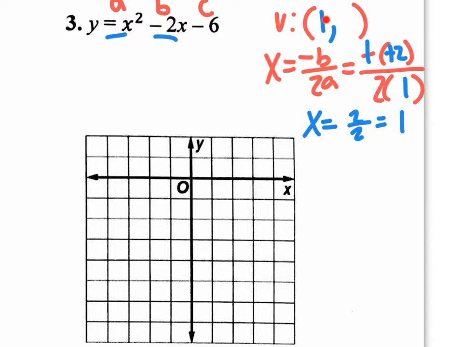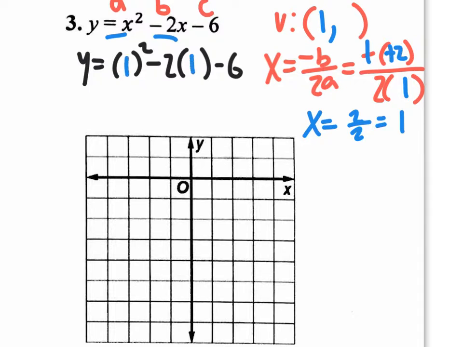Once you have the vertex x value, all you have to do is plug it into the x's, and that way you can find out what the y is. So there's my equation, but instead of x's, I put parentheses, and now let's plug in the value of 1 for x and work this out. 1 squared is 1.